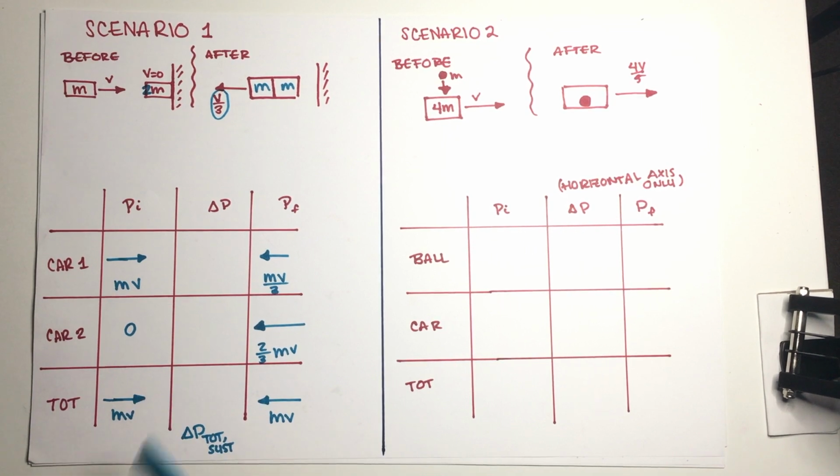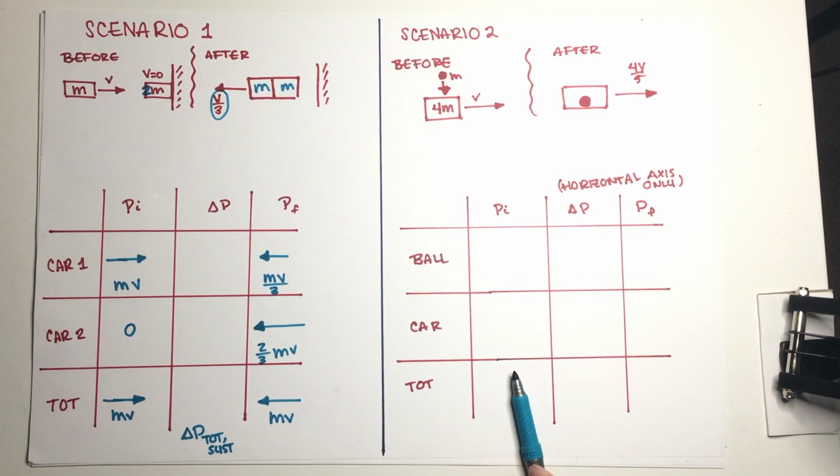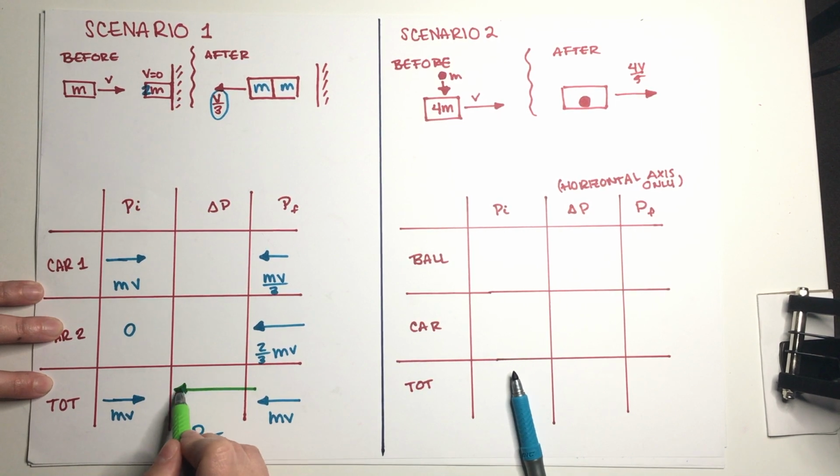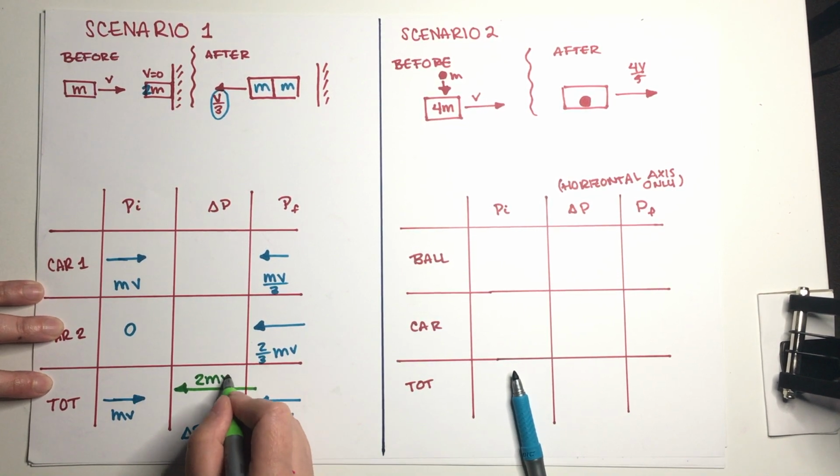Obviously, this is not going to be 0. So let's figure out what the actual number is. Let's go with another color. So we have mv, and then what goes here in order to have mv in the other direction? The answer is just 2 mv, like a bigger arrow, so 2 mv.